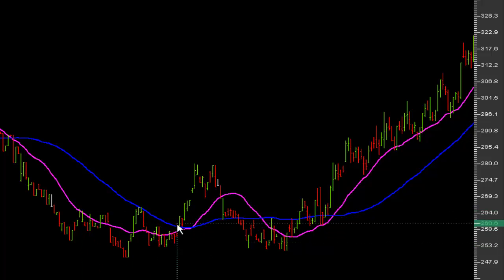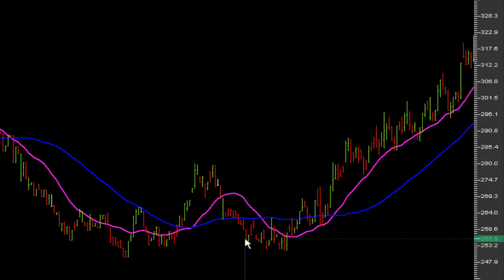You can see it's a little bit more responsive. It follows prices more closely. But here's the principle I want to share with you. When prices are below both lines, then that is the time to consider a trade. If prices are above both lines, that is a time to consider a trade. However, when prices are between the lines, as they are back here, or as they are here, or as they are right here, these are the times to avoid a trade.